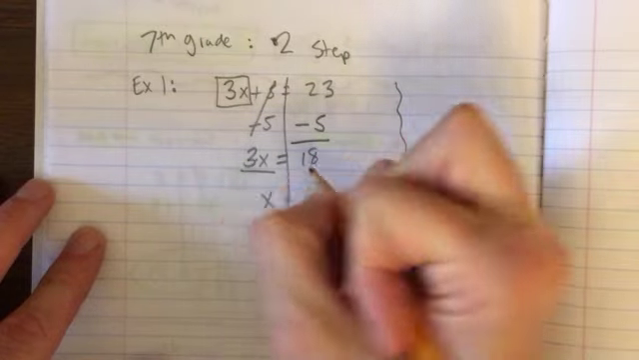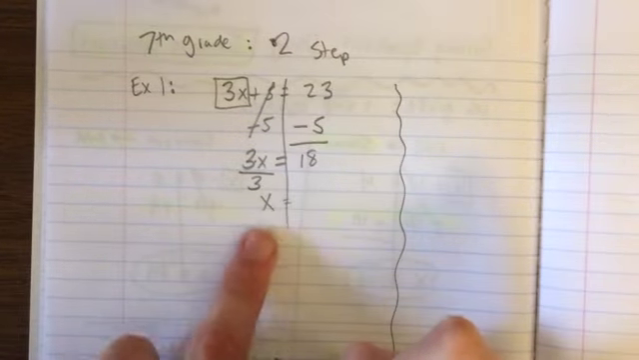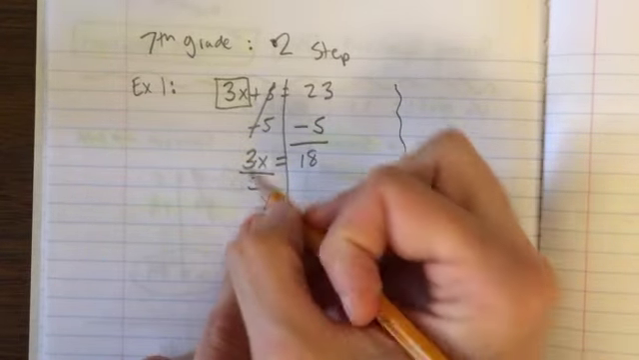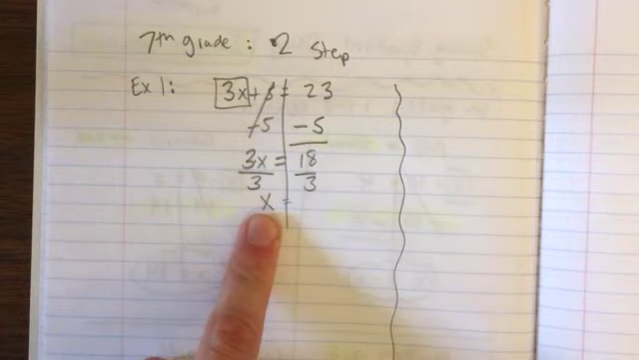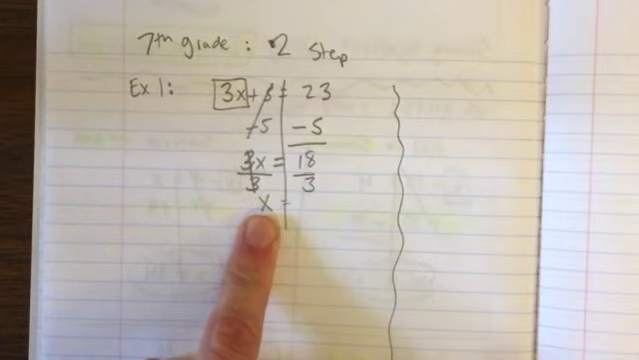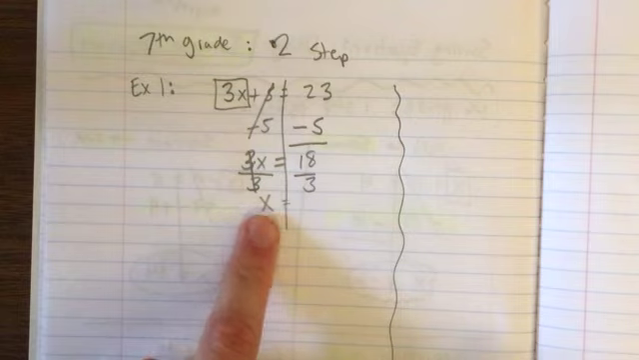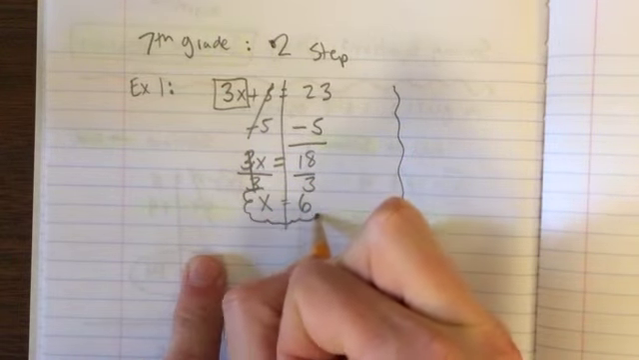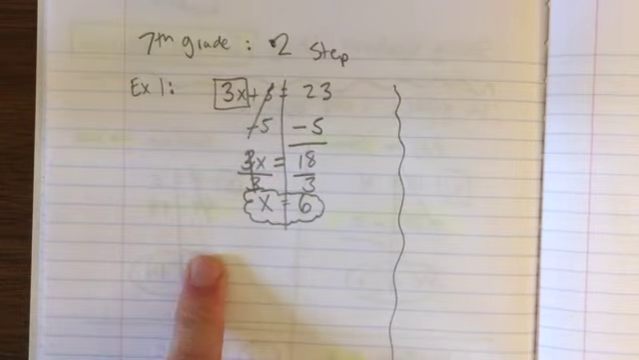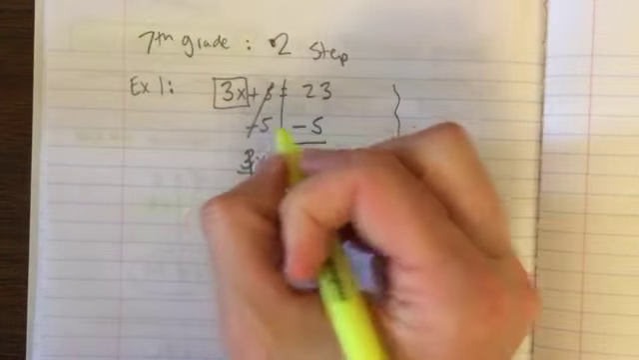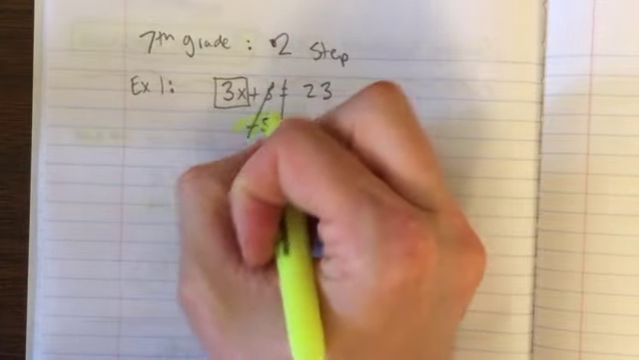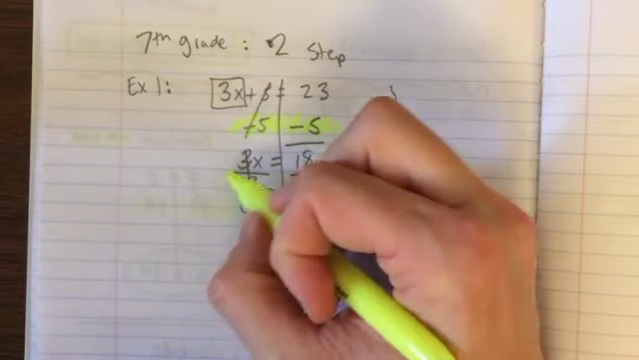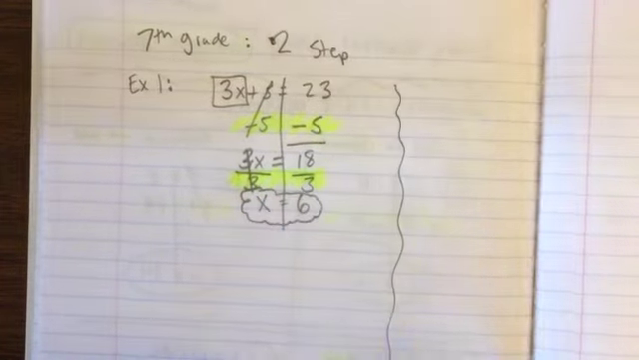So 3 times x makes 18. To figure out how much 1x is worth, I divide both sides by 3. 3 divided by 3 cancels out, just becomes 1x. 18 divided by 3 makes 6. Right? So the idea is still the same, except we have one inverse operation here and another one here, right?